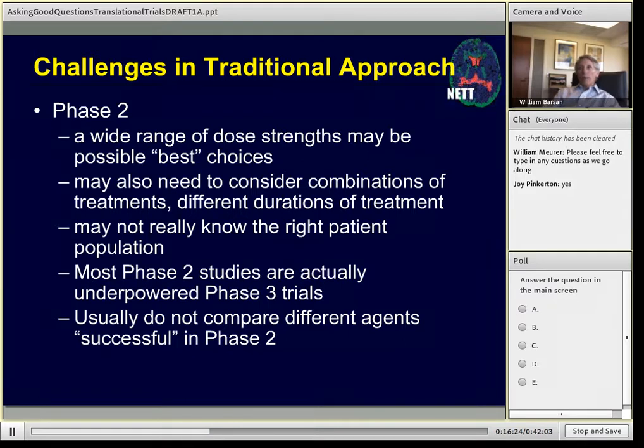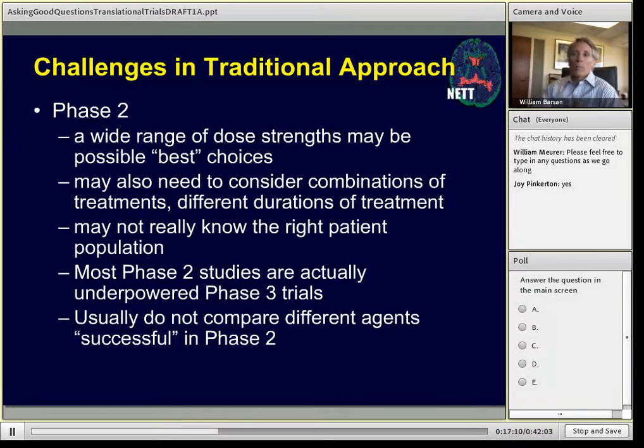You may not know really the right patient population. So, is this just as effective in younger people, older people, embolic strokes? It's really unclear to know that. And most phase 2 studies, when you look at them, are actually underpowered phase 3 trials. So they're really looking at not a large enough number of patients to even begin to get at efficacy. Mostly getting some idea of safety and maybe a trend towards one thing or another. But really, they're very underpowered phase 3 trials. And in the end, I think a lot of times we don't really learn a lot from them.